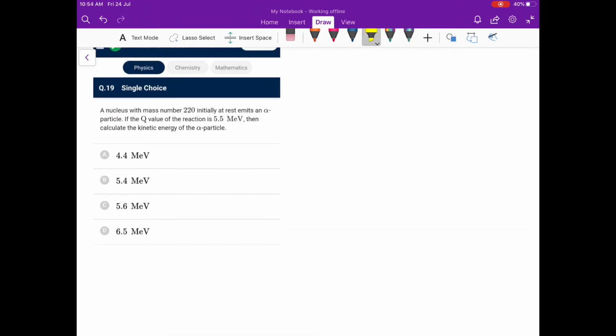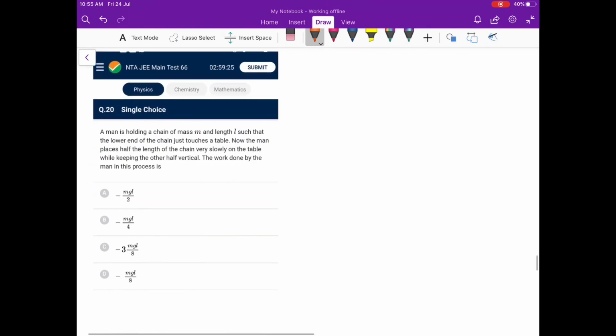The 19th one. The nucleus with mass number 220 initially at rest emits an alpha particle. If the Q is 5.5, then calculate the kinetic energy. Just remember the kinetic energy of alpha is approximately (A minus 4) upon A times Q. That is approximately Q, slightly less. So 5.5, very close but slightly less. So I can directly go for 5.4. You can solve it also in these options. I don't want to solve because that's the way you remember these things. So I'm directly writing it.